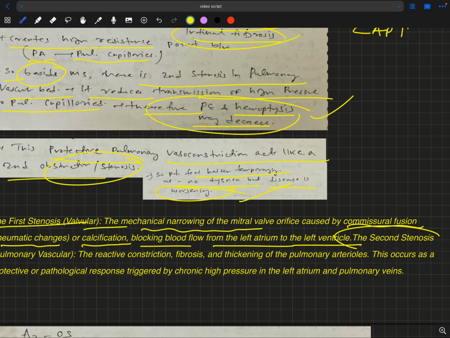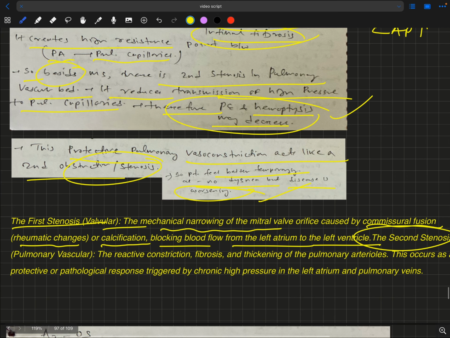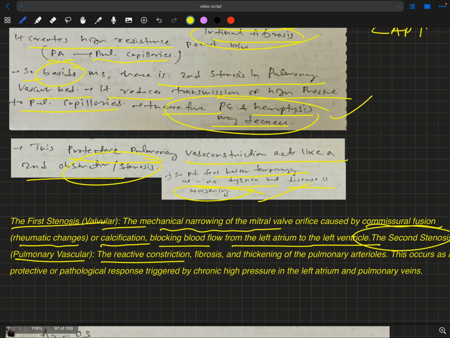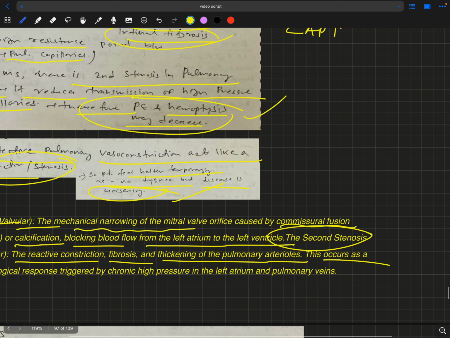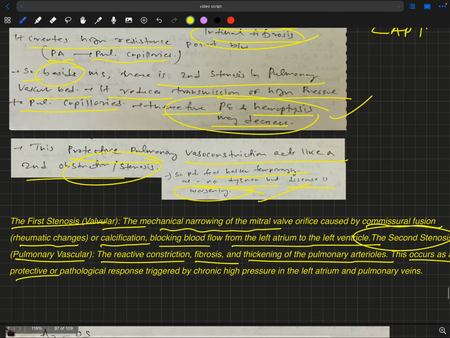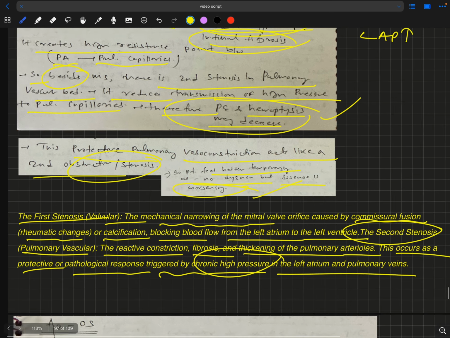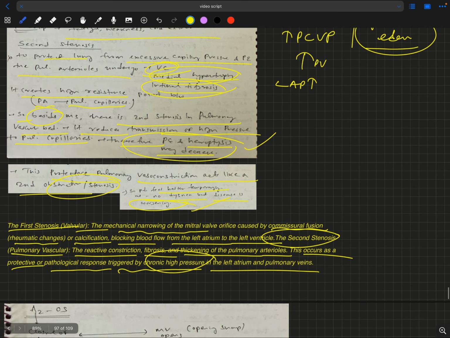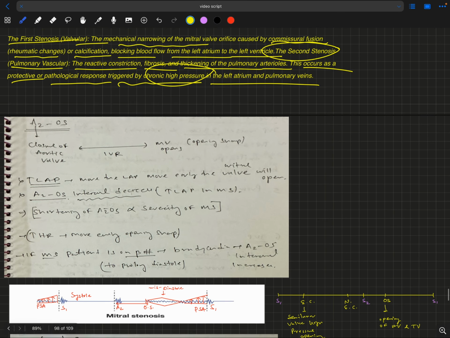Now the second stenosis develops in the pulmonary vascular bed: reactive vasoconstriction, fibrosis, and thickening of the pulmonary arterioles. This occurs as a protective or pathological response triggered by chronic high pressure in the left atrium transmitted to the pulmonary veins. So this is the theory of second stenosis.